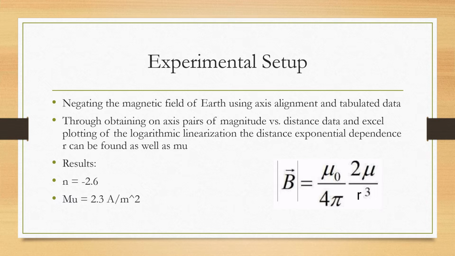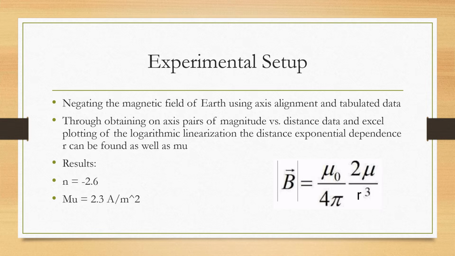Experimental setup. The first part just involved aligning the y coordinate of the magnetometers on our phones with the magnetic field of Earth, essentially negating the magnetic field of Earth from our measurements. The magnetic field, if it's aligned with y, has no effect on the x-axis, which is where we were taking all of our measurements on how the bar magnet was affecting the magnetometer.